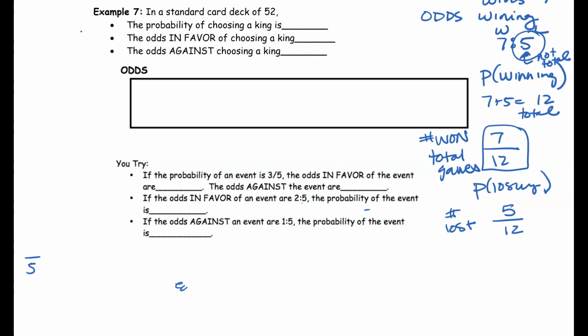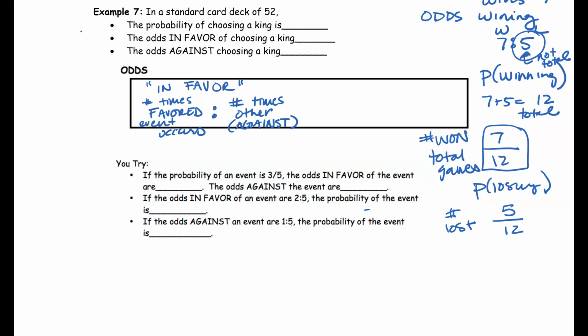So let's go back and I'm gonna fill in this box where it says odds just to give you a general framework to work from, and then we'll do example 7. So in general, if you are ever finding odds in favor of something, then you're going to write the number of times the favored event occurs first, and then the number of times the other event, the against event. We call it the against event. So that's the other event.